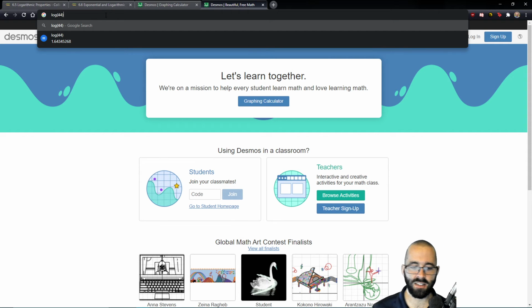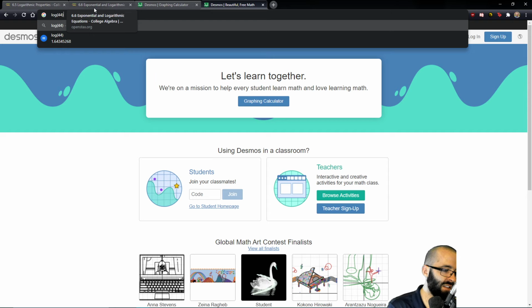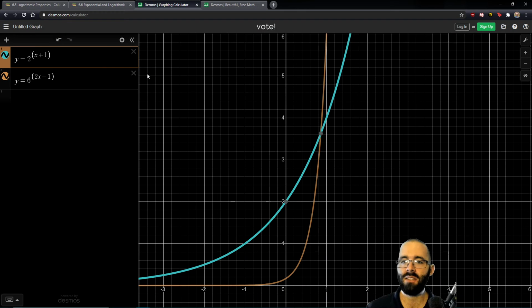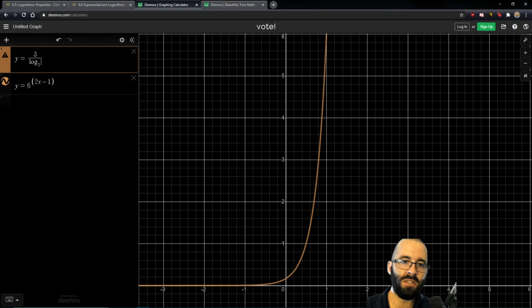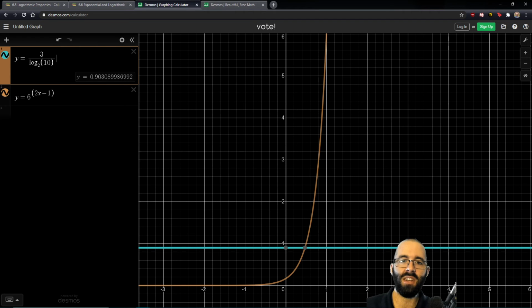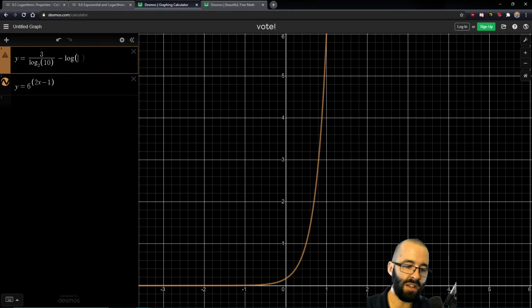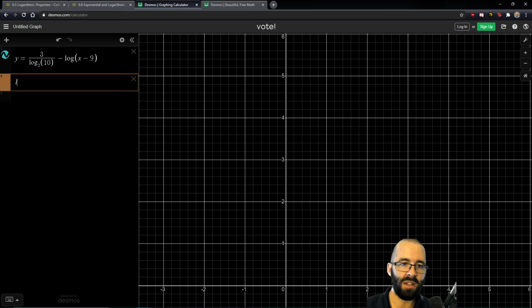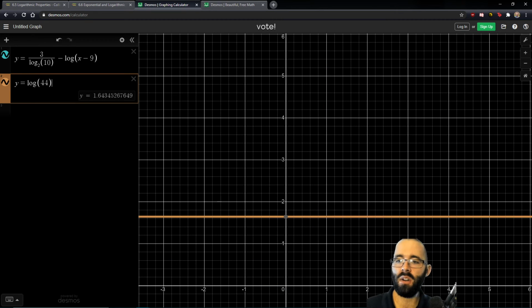It is. Great. And remember what this problem originally asked us to do. It said, check your answer by graphing both sides. So let's graph both sides of our equation. The left-hand side, it was 3 divided by log base 2 of 10 minus the common log of x minus 9. That was the left-hand side here. The right-hand side was the common log of 44.